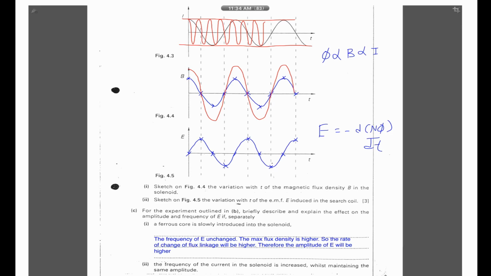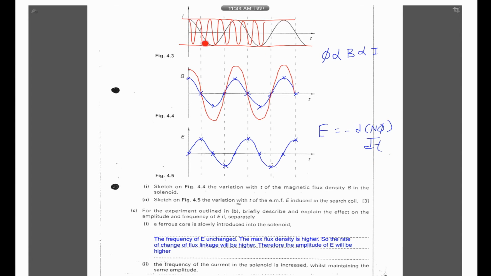Now, what about the amplitude of the induced EMF? Since the amplitude of the current didn't change, do you think the amplitude of the induced EMF will change? Most people would say there's no change, because they say, oh, the amplitude is the same. But remember, the value of your induced EMF doesn't depend on the value of your current. It depends on the gradient of the graph.